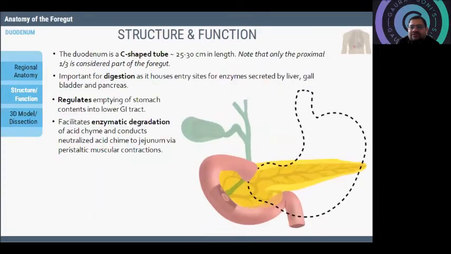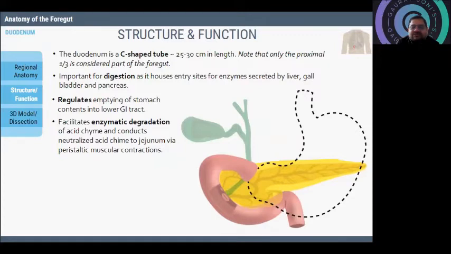On the structural basis, it is C-shaped, 25 to 30 centimeters in length. Important for digestion, it is the entry site for the enzymes. Whatever enzymes are coming from the liver, gallbladder, and pancreas all accumulate here and do their function here only. It regulates the emptying of the stomach because the pyloric sphincter is attached to it. It facilitates the enzymatic degradation of acid chyme and conducts neutralized acid chyme to the jejunum via peristaltic muscular contraction.